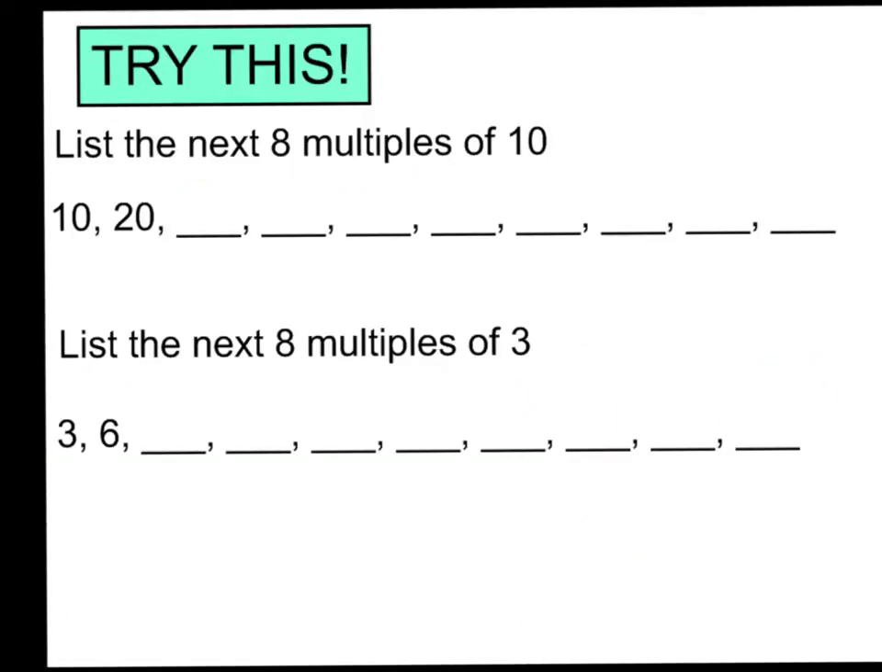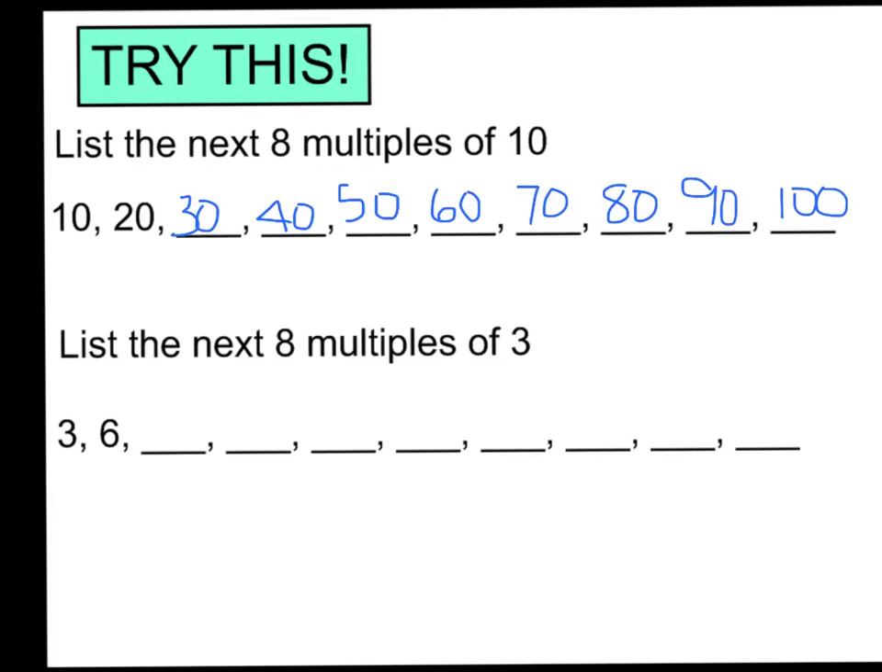So let's practice. I want you to list the next 8 multiples of 10. I've started out the first 2 for you: 10, 20. Now remember, multiples are the numbers that you count by, and this time we're counting by tens. If you'd like to pause the video and do it before I do, that'll be awesome. But I'm going to go ahead and start. 10, 20, 30, 40, 50, 10 times 6 is 60, 10 times 7 is 70, 10 times 8 is 80, 10 times 9 is 90, and 10 times 10 is 100.